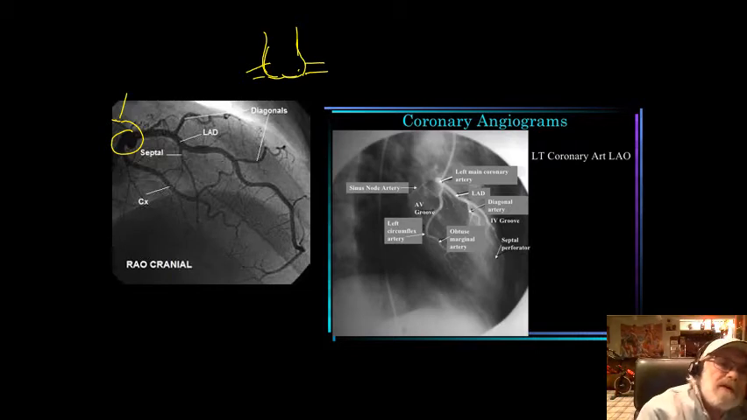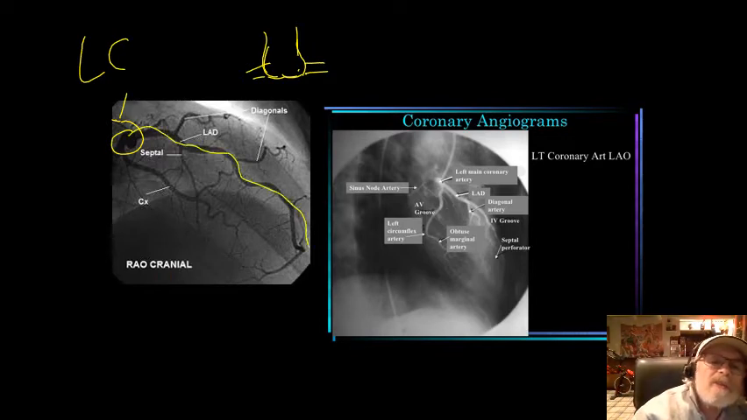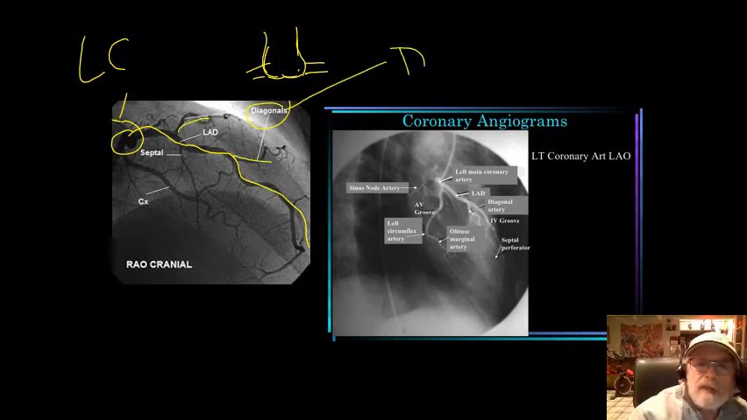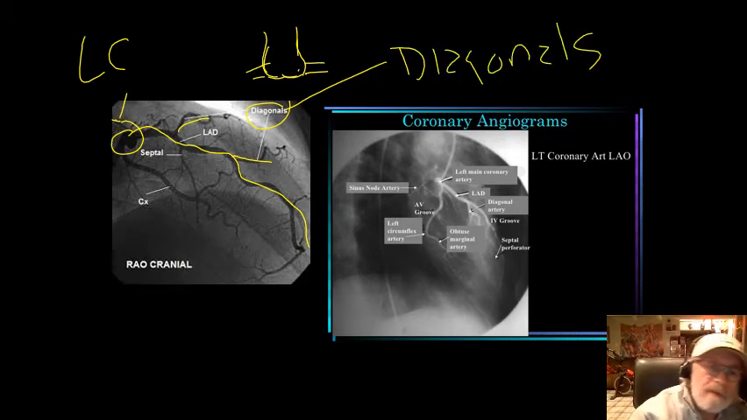And what we're seeing right here is a left coronary angiogram. And here's my left anterior descending, coming down this way. These little branches that come off at a diagonal direction, guess what they're called? They're called diagonals. We see them in both, okay? And here's the circumflex going around to the back.